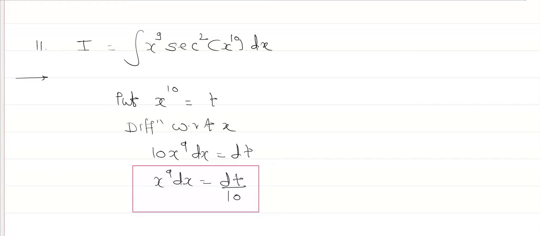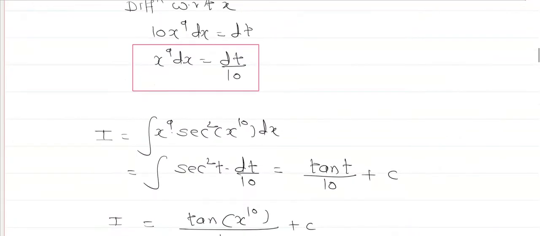Our problem is over. X raised to 9 into dx is equals to dt upon 10. Therefore, we will substitute here. My integration किती होतं माझं? I is equals to integral x raised to 9 sec square x raised to 10 into dx. Here is a sec square t आणि x raised to 9 into dx म्हणजे तो किती आला? dt upon 10 आला. Therefore, what is the integral of sec square? tan चा डेरिव्हेटिव्ह किती? तर sec square, आणि sec square चे इंटिग्रल किती येणार? मग tan t upon 10 plus c.